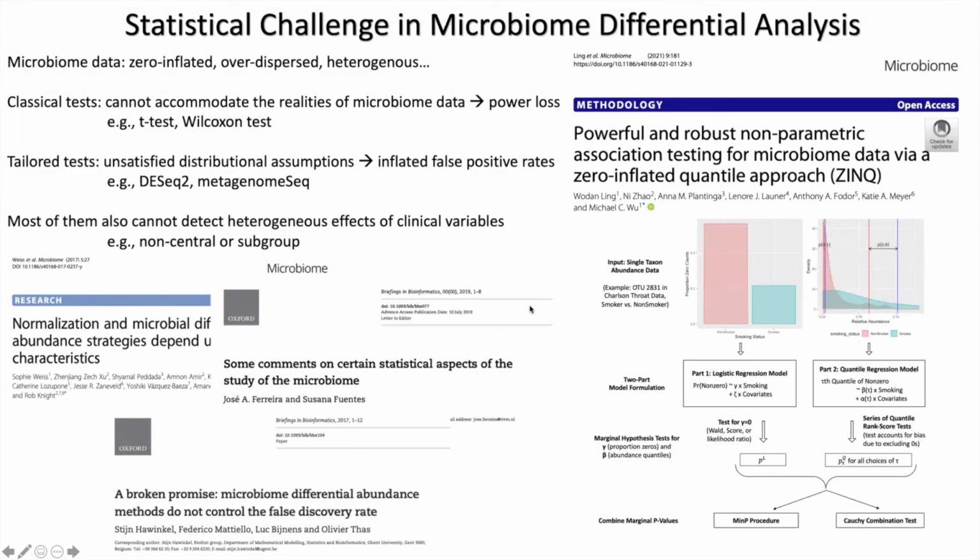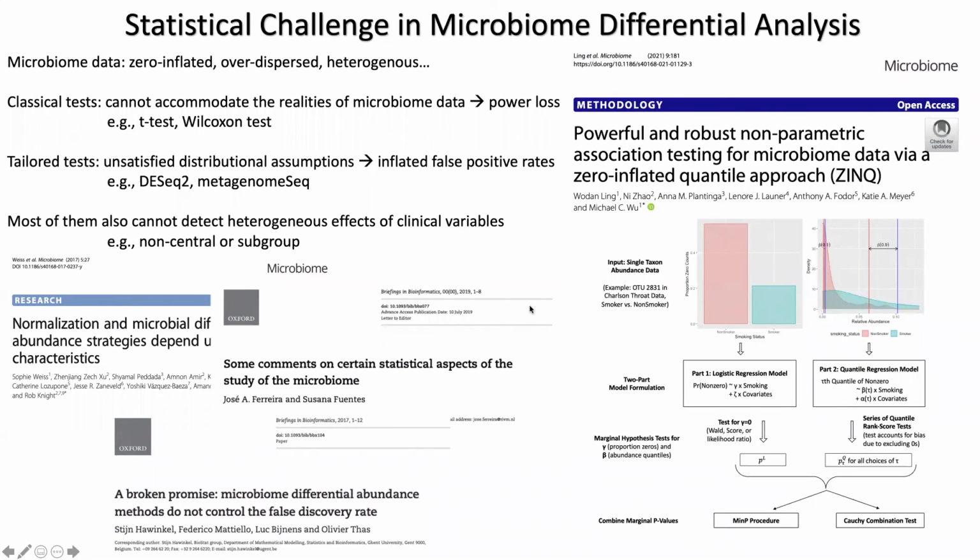Thank you. And the final presentation is an open access highlight by Wodan Ling from the Fred Hutchinson Cancer Research Center, Washington, USA. Powerful and robust non-parametric association testing for microbiome data via a zero-inflated quantile approach, ZINQ.